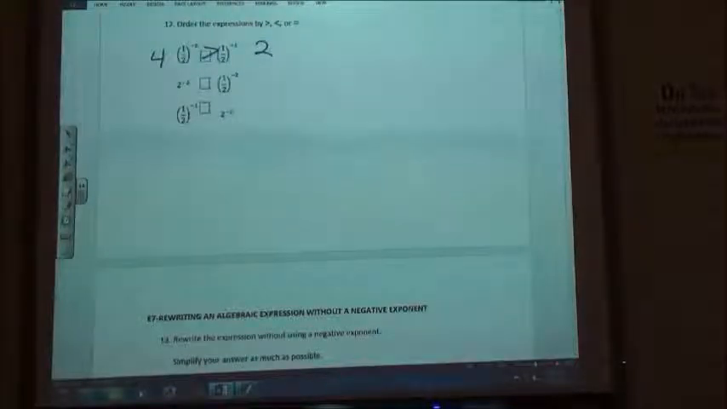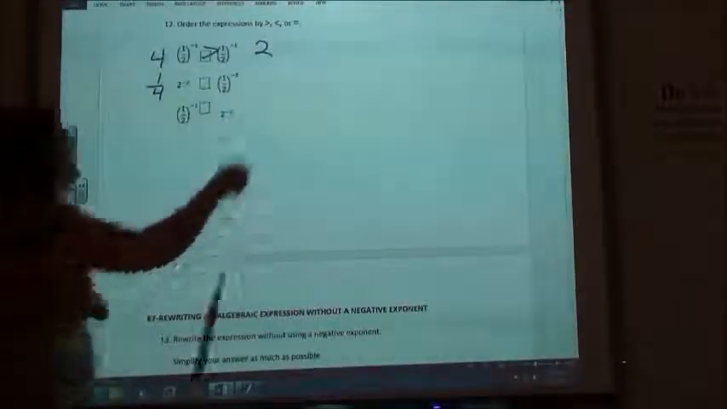2 to the negative 2 power is 1/4. 1/2 to the negative 2 power would be 4. 1/4 is less than 4. 1/2 to the negative 1 power is 2. And 2 to the negative 2 power is 1/4. 2 is greater than 1/4.